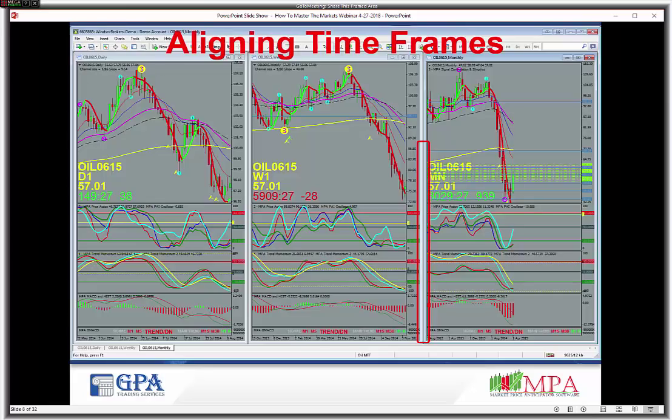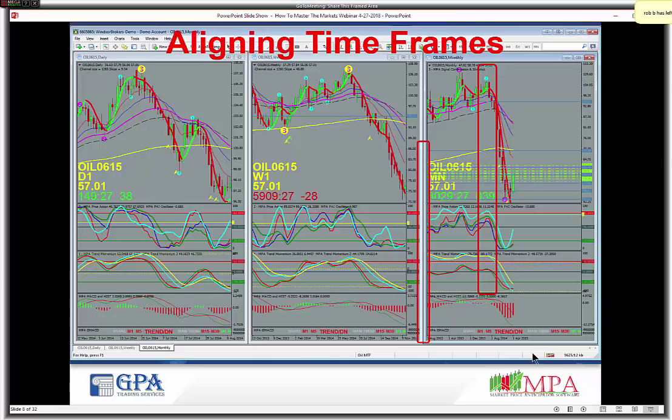Now, what do we mean by aligning the time frames? What exactly do we mean? We mean by aligning the time frames, as you can see in this view, we have multiple time frames on this chart. It's the same oil, right? Same symbol, but we're looking at it on multiple time frames.